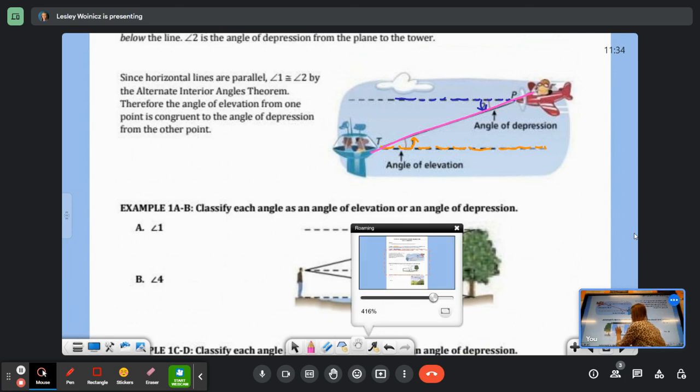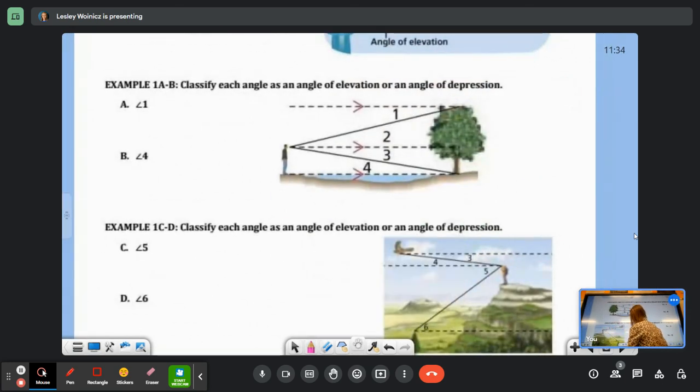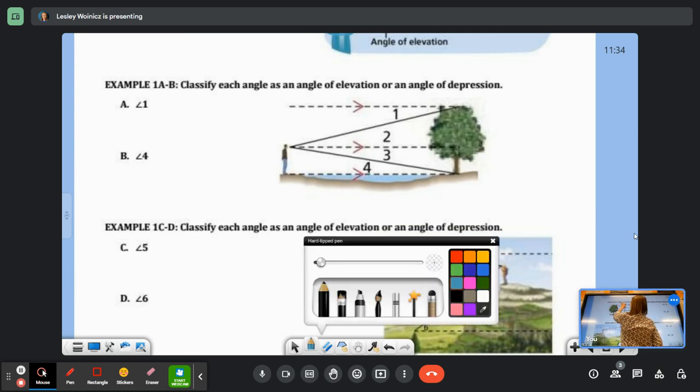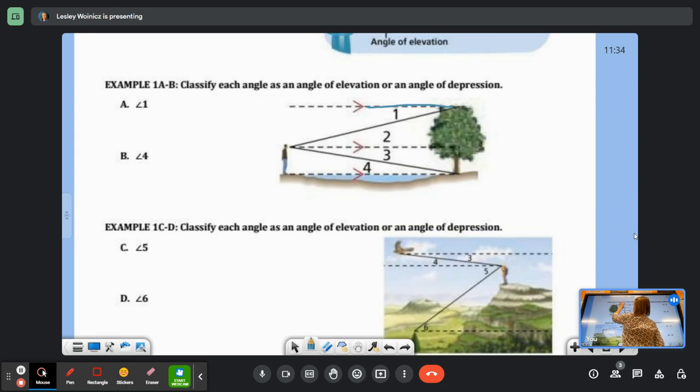Okay, so let's look at this fun mess. Is angle 1 an angle of elevation or an angle of depression? So we find the horizontal, and angle 1 comes down from the horizontal, so it is an angle of depression. Is there an abbreviation for that? No. I mean, there can be for your notes, but not if you're writing it on the test. Does that make sense?